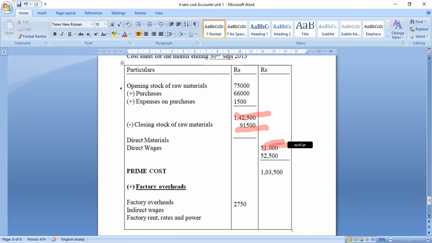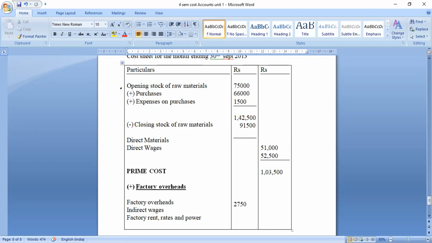This is called as the direct materials. Suppose direct materials is given, all these things were not at all required. ಇದು ಬೇಕಿರ್ಲಿಲ್ಲ. But here it is not given. So therefore you need to prepare all this. So now you got direct materials. This is the first heading.